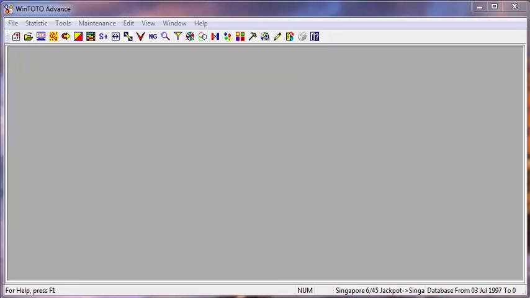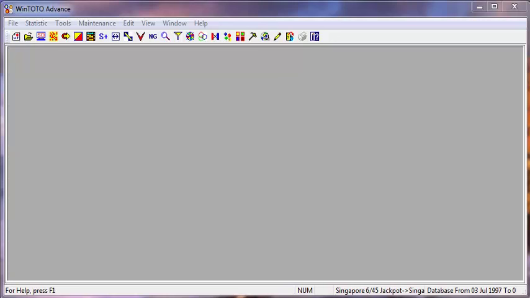Now what you're looking at right now is the WinToto Advance Statistical Software. This software has two names. One name is WinToto 2004, another name is WinToto Advance. You'll probably be wondering why we have the name WinToto 2004. That's because if you have watched our Win4D video, you'll realize that Win4D Advance software was launched in the year 2000. In fact, it took us 4 years, in the year 2004, to launch WinToto Advance, and that's why the name WinToto 2004 comes about.